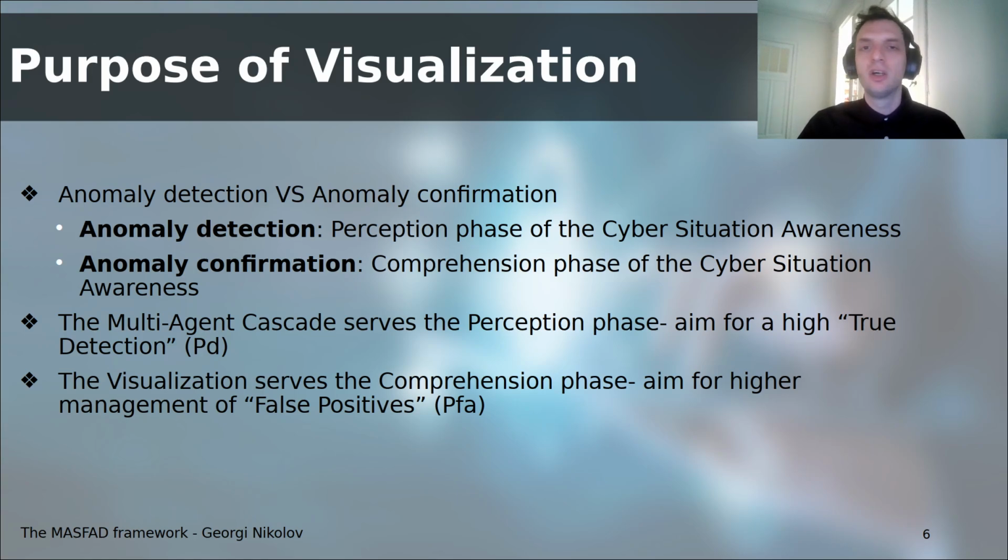When the data or the suspiciousness score attributed to different evidences is produced and presented to the analyst, we are helping the anomaly confirmation phase, or the comprehension phase, of the cyber situation awareness. So the multi-agent cascade on one side serves the perception phase and aims for a high true detection of possible threats, and on the other side, the visualization serves the comprehension phase and aims for higher management of false positives through the use of visual analytics.